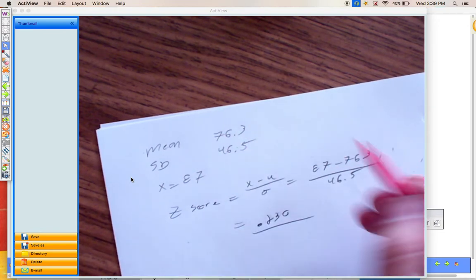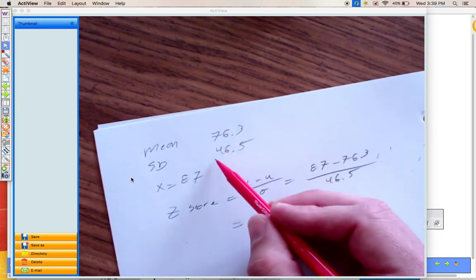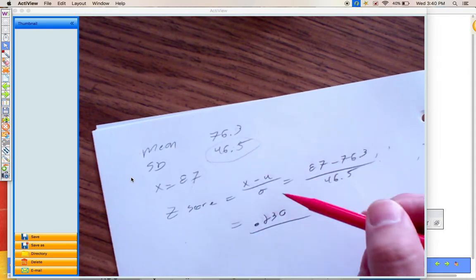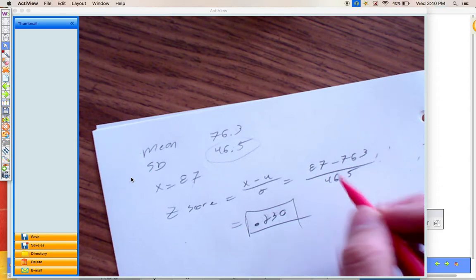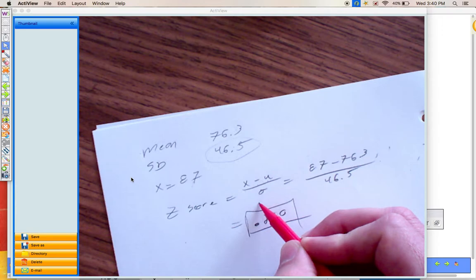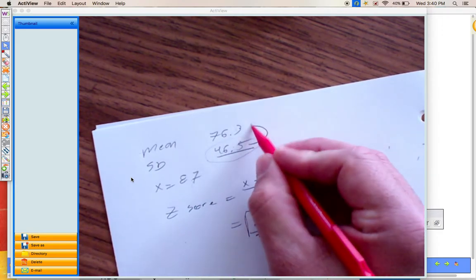If you think about it, we're approximately 10 away. Standard deviation is about 46. That's about a quarter, approximately a quarter. So my z-score would be 0.230. It's your value minus your mean divided by your standard deviations. So we are 0.23 standard deviations away from the mean.